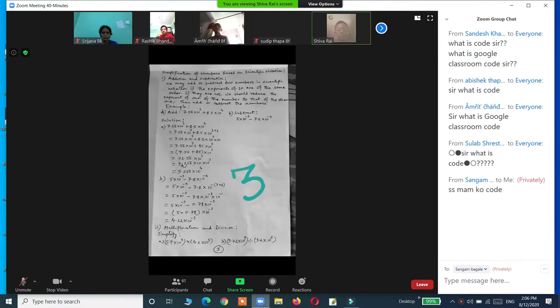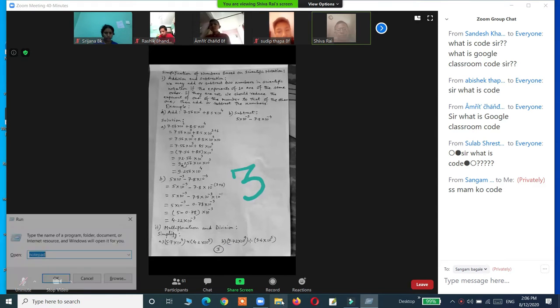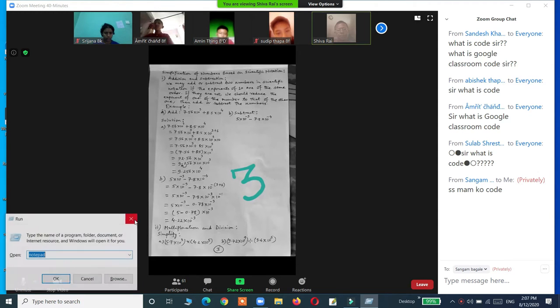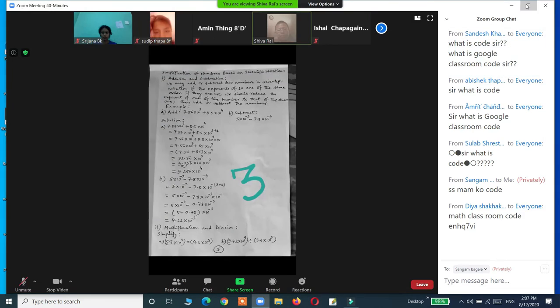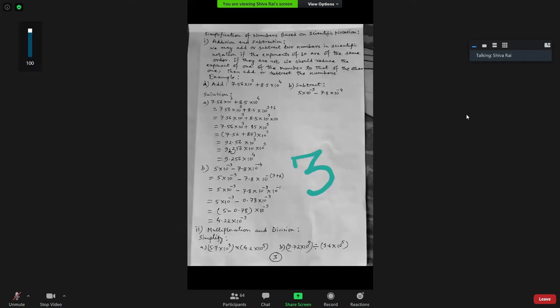How to simplify? Here we don't involve complicated or difficult problems. Simple types. This number is one in which simplification is there. But here I am writing simplification of numbers based on scientific notation, first addition and subtraction.